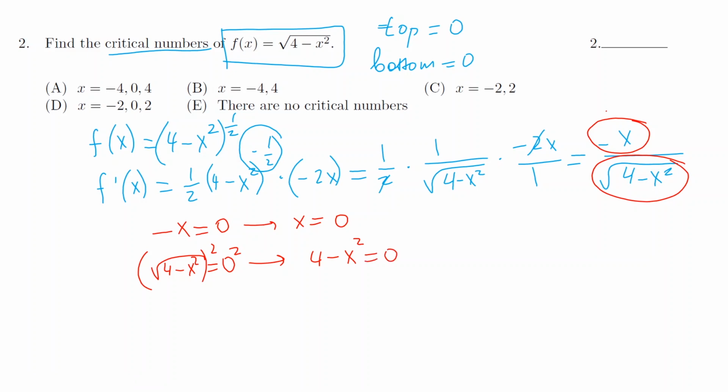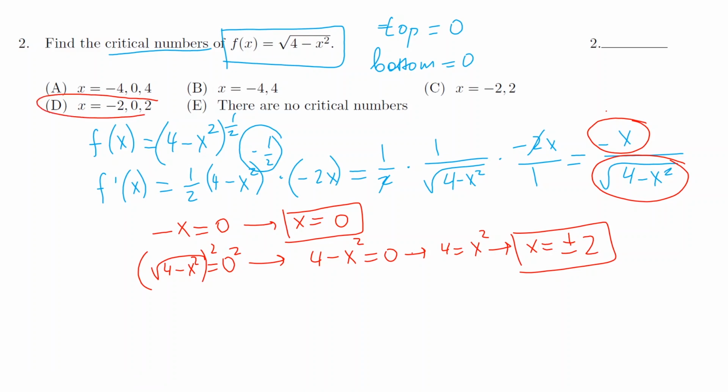Now move x squared to the other side, so 4 is equal to x squared. Therefore, x is equal to plus or minus 2. So we got x equals 0 and x is equal to plus or minus 2. So therefore we got 3 answers and the answer is D.